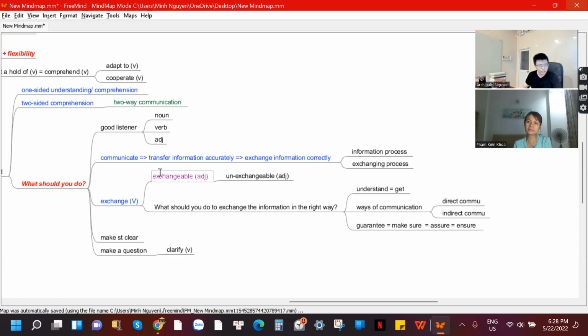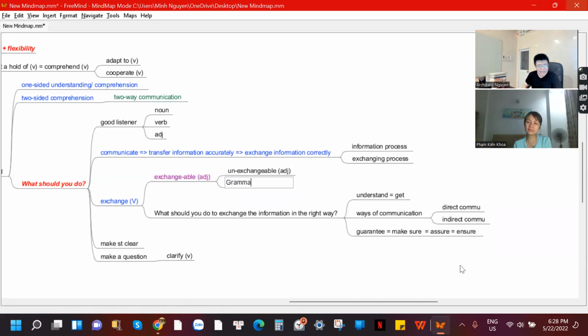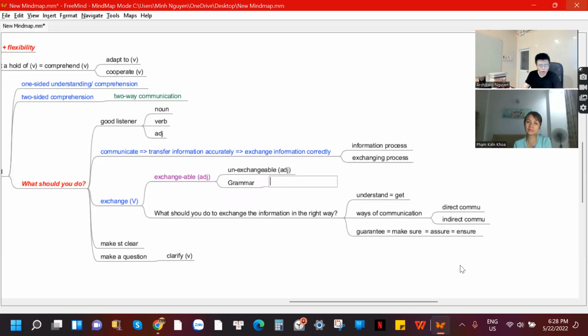So whenever you use the word able, don't pronounce it as "able", because that is another grammar. It's like, I am able to speak to you. I am unable to speak to you because of the weather, for example. So able is another grammar that is "can", but when able goes with the word exchange, please remember the right pronunciation, which is exchangeable.